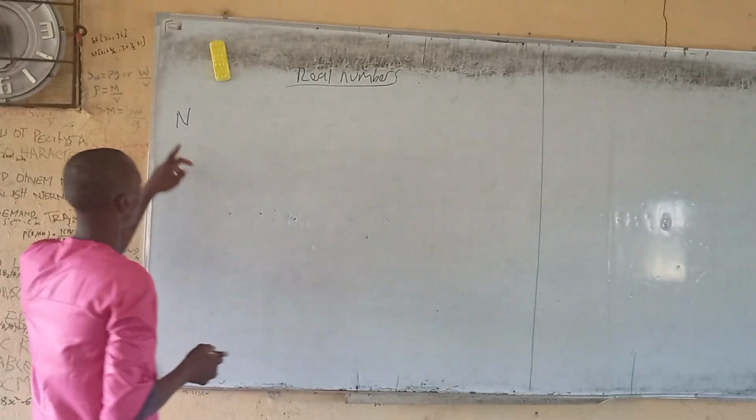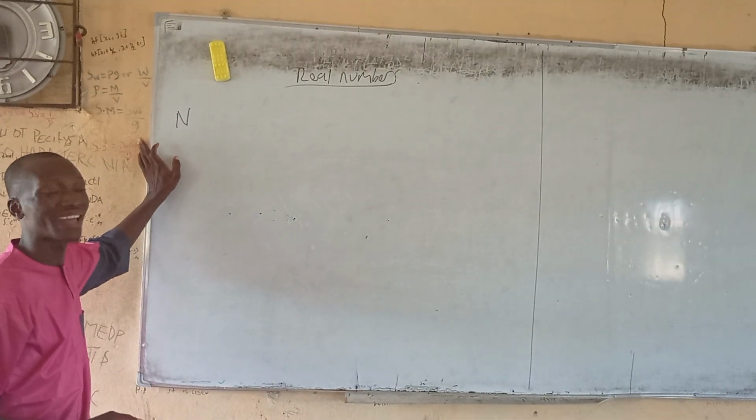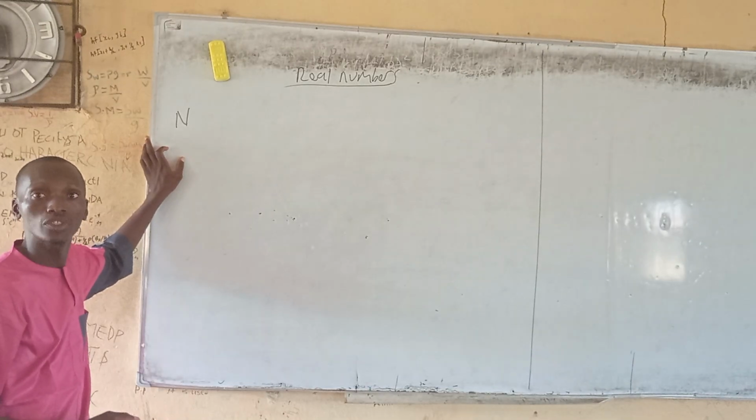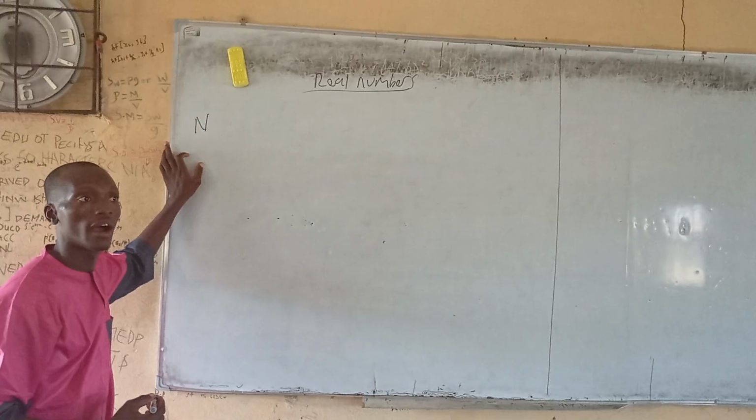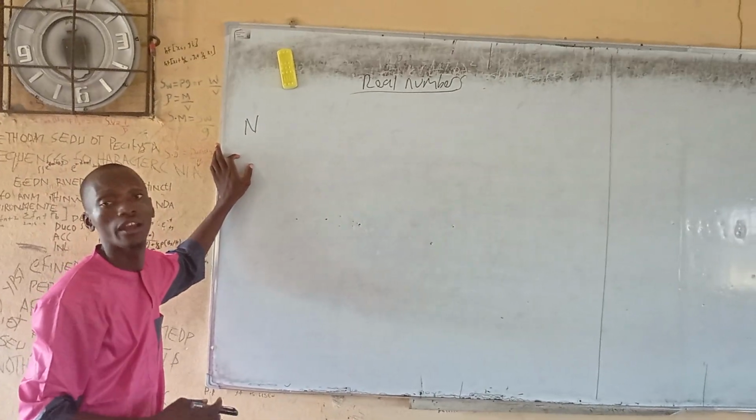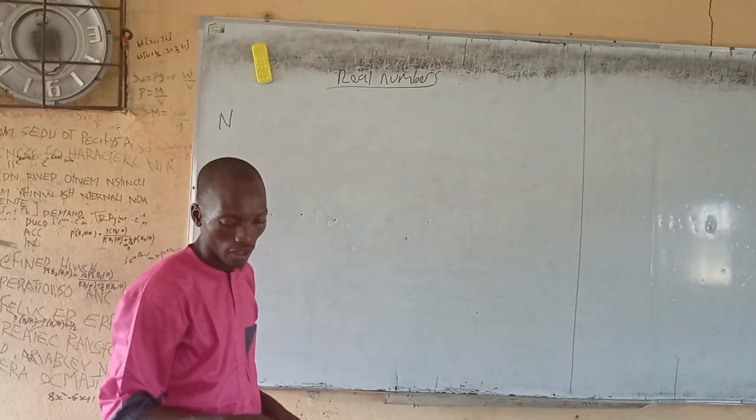Natural numbers are denoted as what? As N, capital letter N. These are positive counting numbers. You can say 1, 2, 3, 4, 5, 6, 7, 8, 9, going to positive infinity. These are what? Natural numbers.